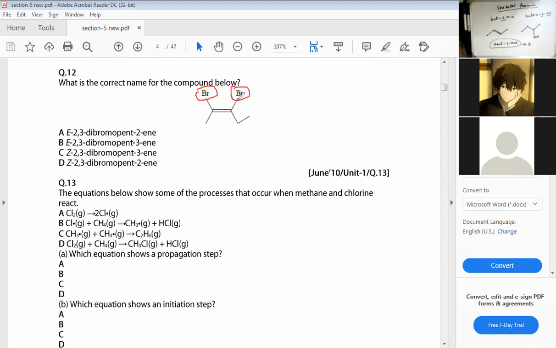Bromine at branch, but there's a double bond, means main compound is alkene. So it is in all case, look at, pentene, right? Option given already. So look at, first carbon, second carbon, third carbon, fourth carbon, fifth carbon. There are 5 carbon. That is pentene. So pent-2-ene or pent-3-ene.